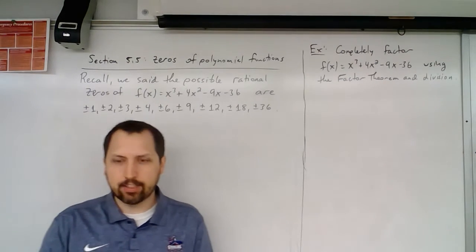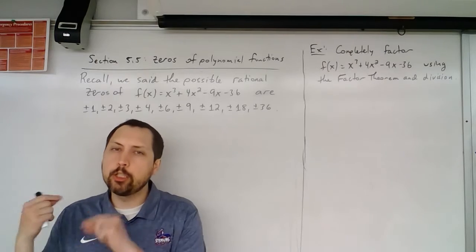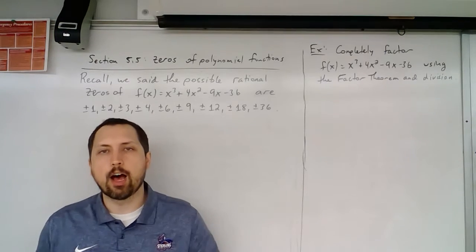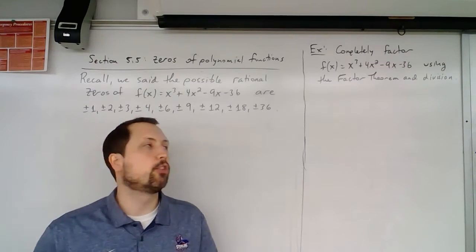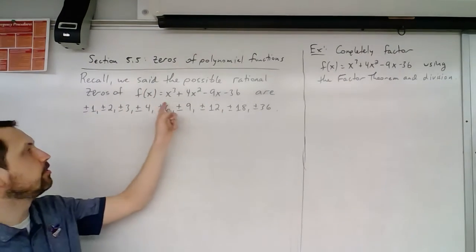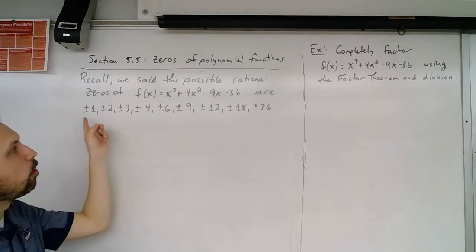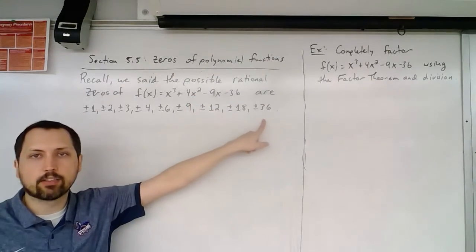Okay, so if we take a look at a different question now of combining what we just did with the earlier things in this section. So just a brief recall of what we just did in our last video. We said that the possible rational zeros of x cubed plus 4x squared minus 9x minus 36. This is the whole list of all of these plus or minuses.